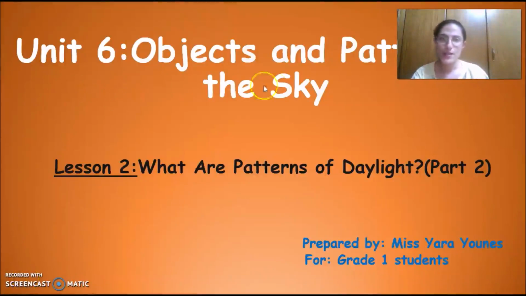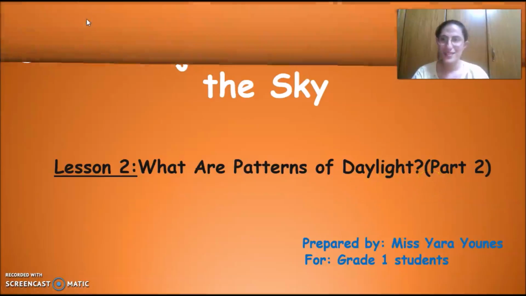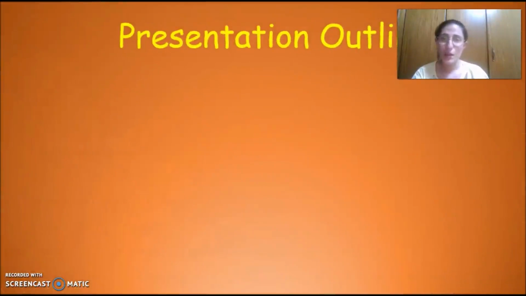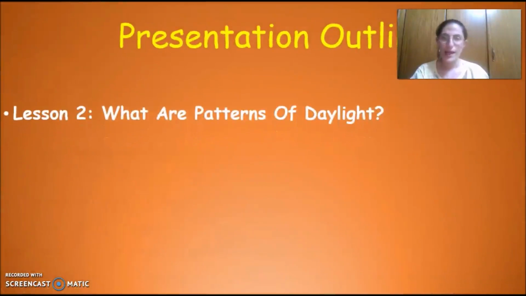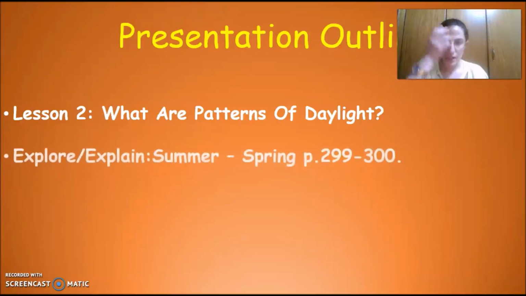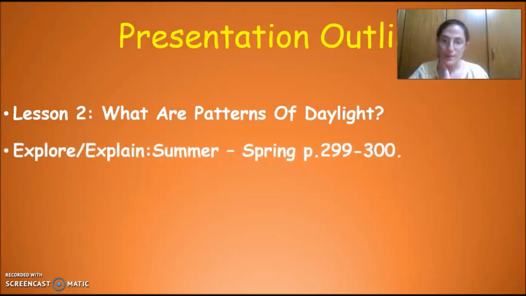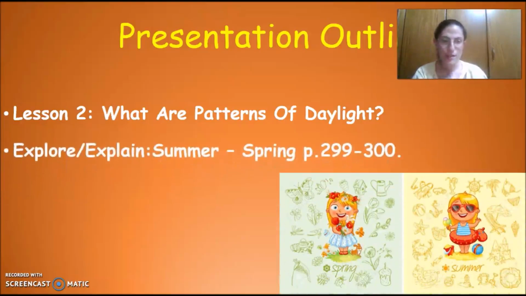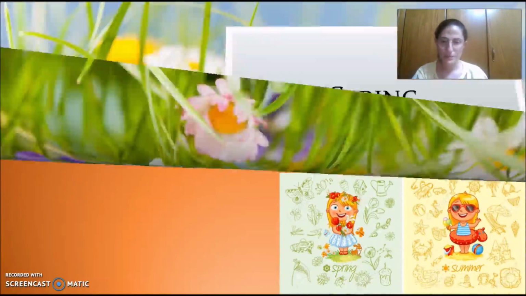We are still on Unit 6, Objects and Patterns in the Sky, Lesson 2. What are patterns of daylight? Part 2. For today, we're going to cover the following points. Lesson 2, what are patterns of daylight? Explore, explain, summer, spring, page 299, 300.